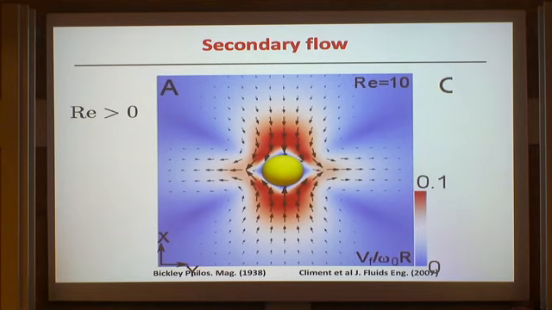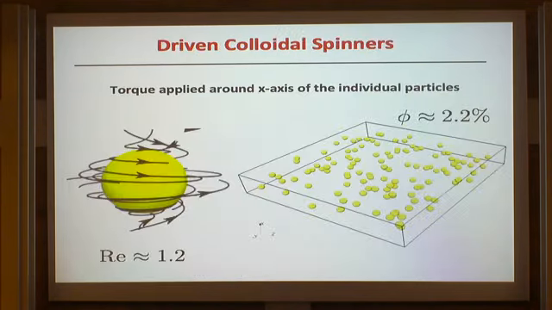This is the flow field at Reynolds 10, and effectively there is an advection towards the particle at the poles, and then a repulsion at the equator, which is responsible for the repulsion in the previous slide. So there is nothing really surprising in this picture. This has been known since '38.